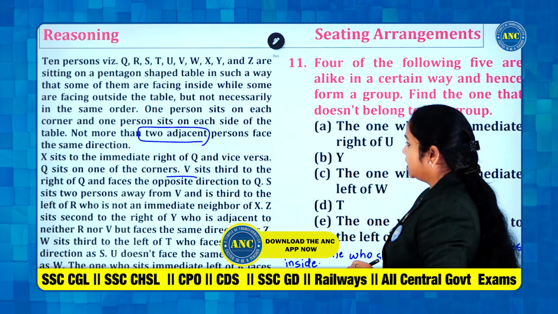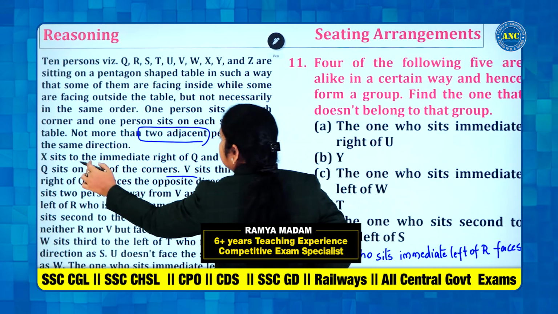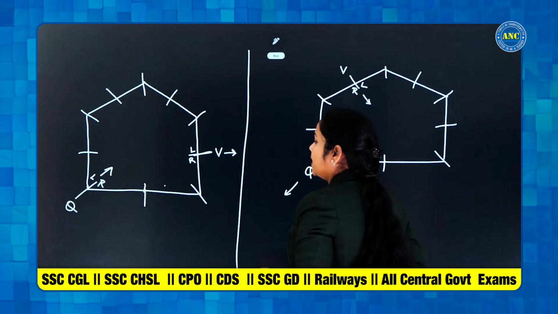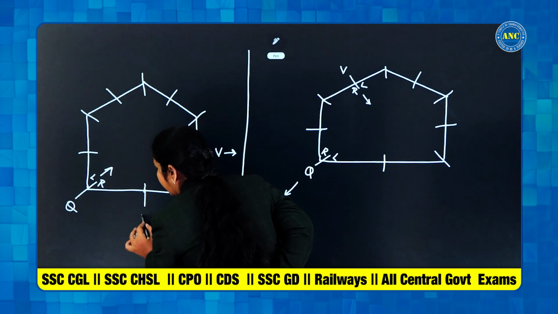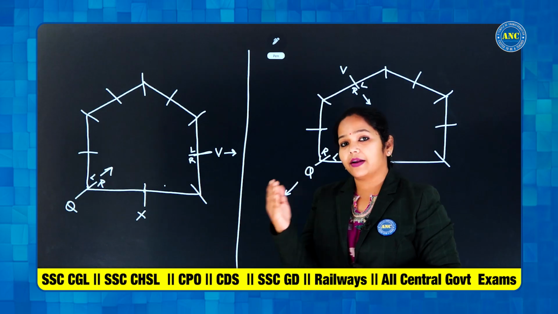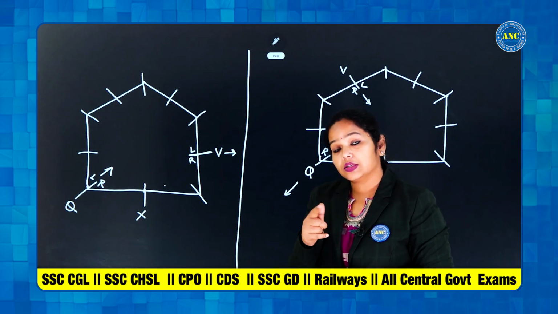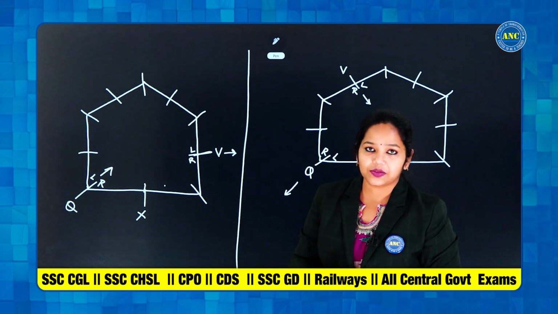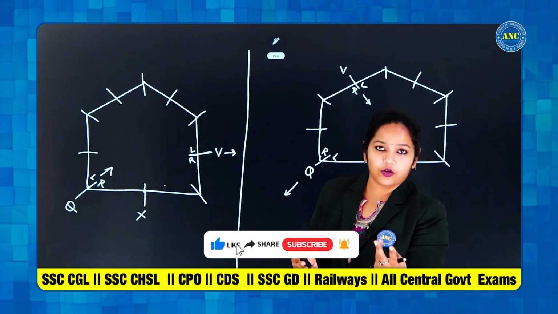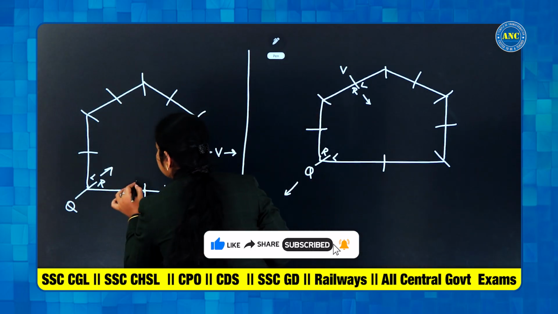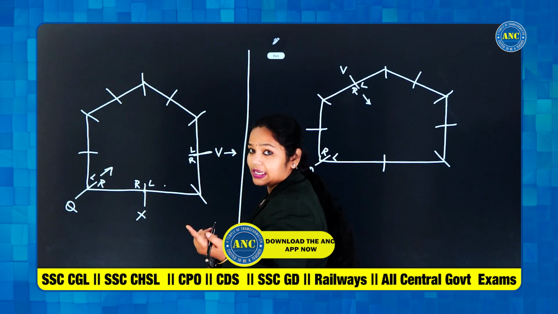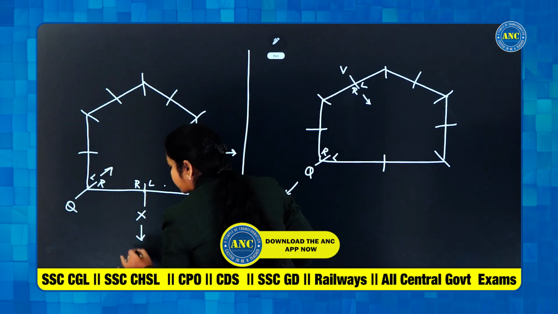Next. X sits to the immediate right of Q and vice versa. See this point, X is sitting immediate right of Q. So, right side of Q, immediate right, X can come here. What does this vice versa mean? When X is sitting immediate right of Q, they said that Q is also sitting immediate right of X. Similarly, Q is sitting immediate right of X. So, immediate right of X means this should be the right side of X, so obviously, this will be the left side. That means X is facing which direction? X is facing away from the center.